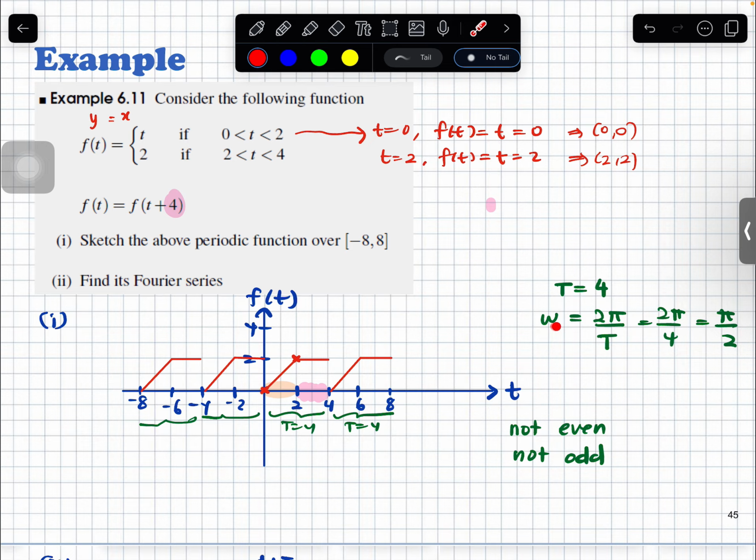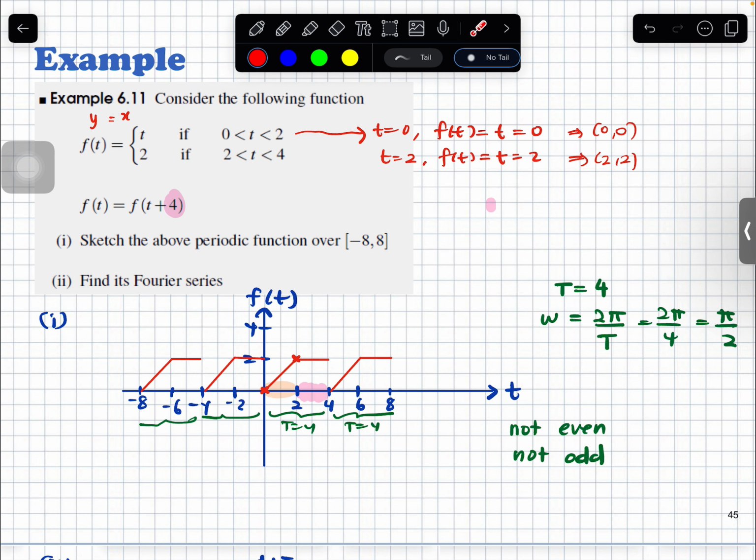And then we need another value, which is omega. If you forget the formula for omega, you can refer to the math formula book on the Fourier series formula, right? Omega is 2 pi over T. Here you just need to replace the value of T. T is 4, so we simplify, we get pi over 2.